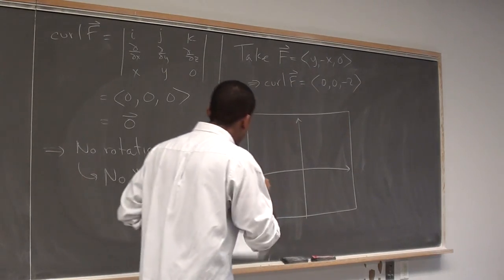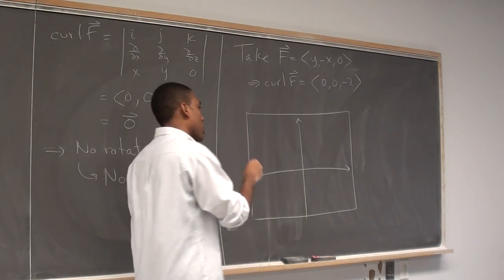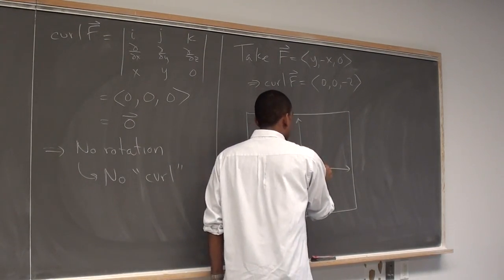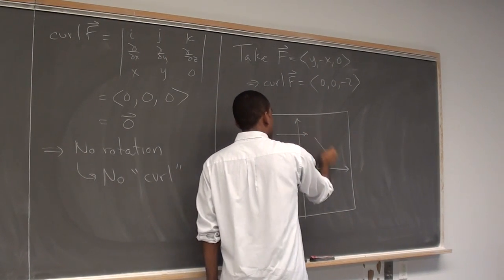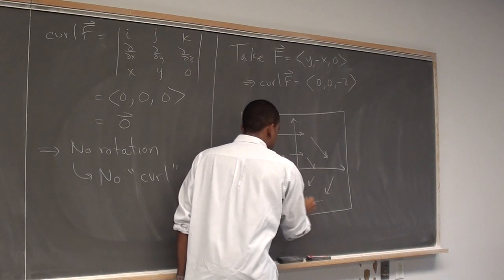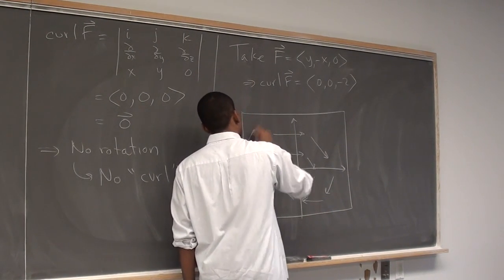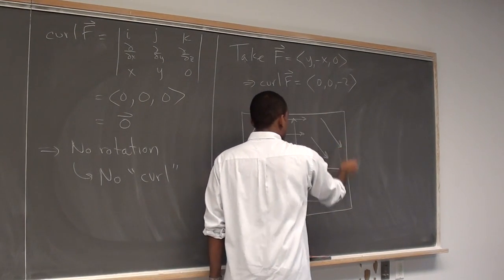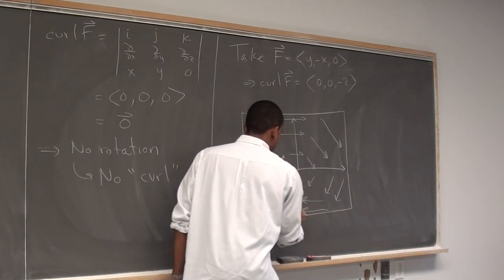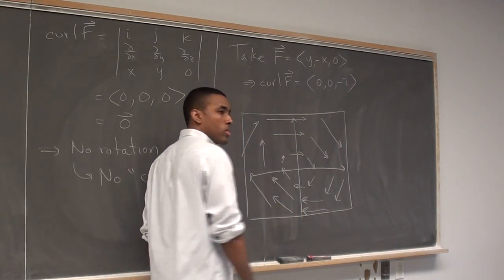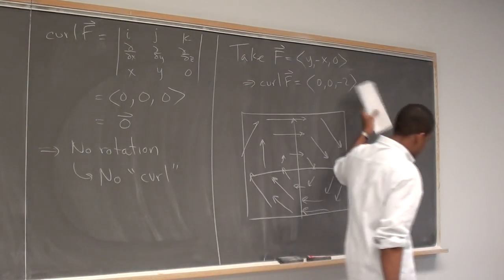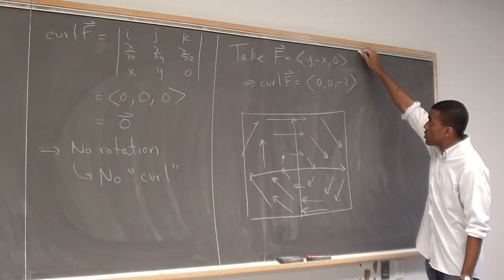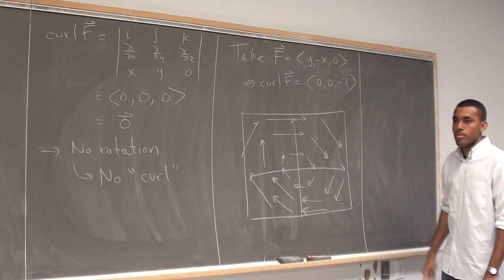Now you might remember this one. This is the one that I said would be a fairly good model for a whirlpool, water going down a drain or something. Now, how do we interpret this fact? The curl is actually minus 2 in the z component.